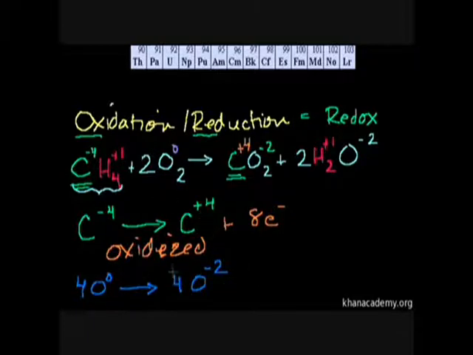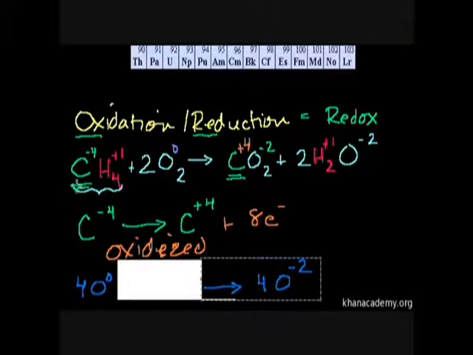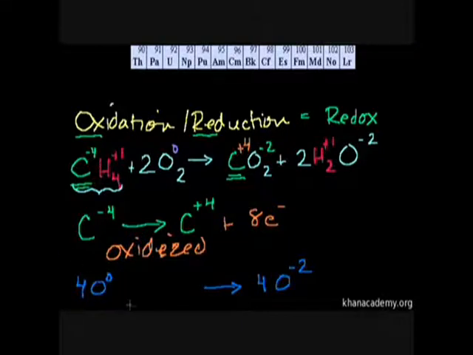So actually, let me rewrite this reaction. Let me erase a little bit of it. Let me move this over. There you go. And let me fill in that just so it's aesthetically pleasing. All right. So we have 4 oxygens with a 0 oxidation state turning into 4 oxygens with a -2 oxidation state. So each of these 4 oxygens took 2 electrons. There's 4 of them, so we must have gained 8 electrons.